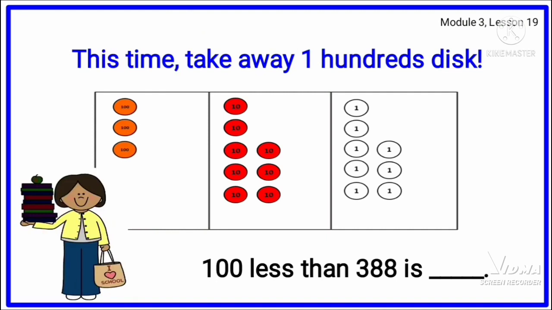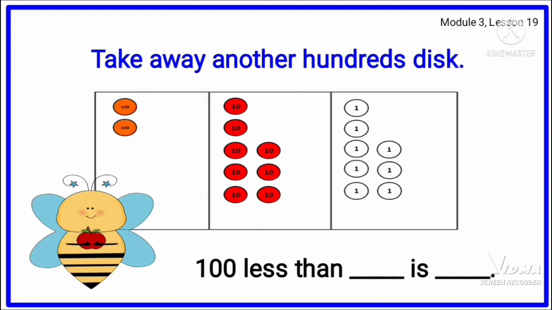388. Now this time, let's take away 100 discs. So we're looking for 100 less than 388. 100 less than 388 is, that's it, 288. Now let us look for 100 less than 288. 100 less than 288 will be what? 188.